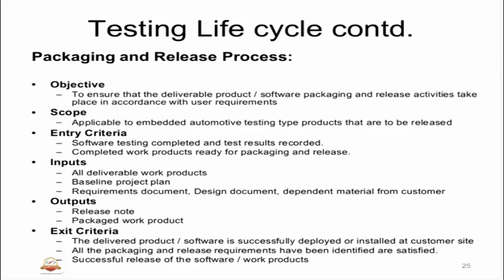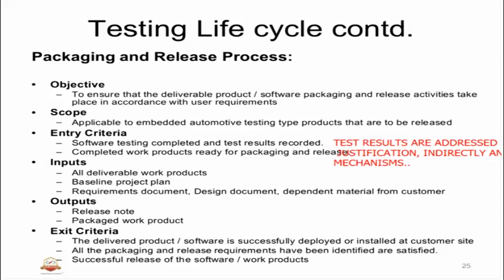Once completed, our product is ready for packaging and release. The inputs for doing the packaging and releasing are that all deliverables should be available. They should be baselined as per the project plan, and the project plan should be baselined. That means the project plan will be revisited for how packaging and releasing is getting done. Requirements document, design documents, dependent material from customer. That means whatever we have used for testing the product has to be categorized and should be available. What is the input on a given day for releasing it? The same thing should be available before we release the product.